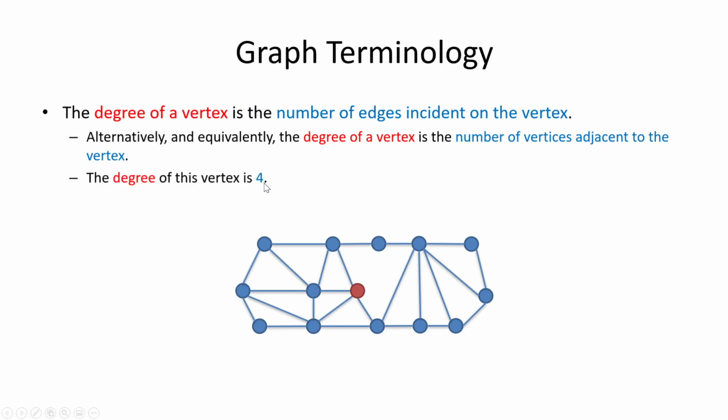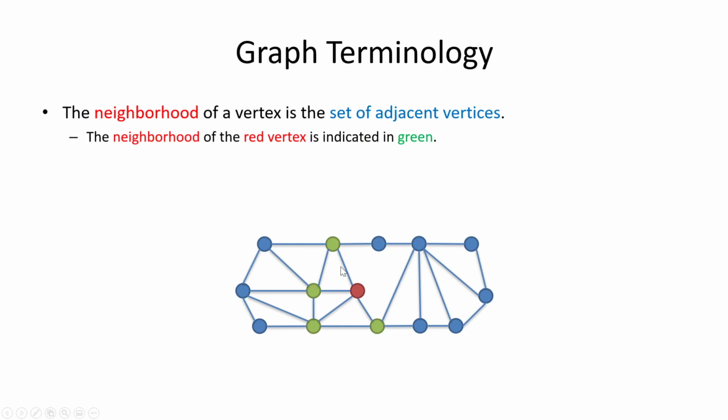Okay, so now let's talk about some of the terminology we use. Say we focus in on this vertex here. The degree of a vertex is the number of edges incident on that vertex. So we've got 4 here, so the degree is 4. Alternatively, an equivalent definition is that the degree could be defined as the number of vertices that are adjacent to the vertex. So 2 equivalent ways to define the degree of a vertex. If we focus on those adjacent vertices, we'll usually call that the neighborhood of a vertex. So here we've highlighted the neighborhood of our vertex.